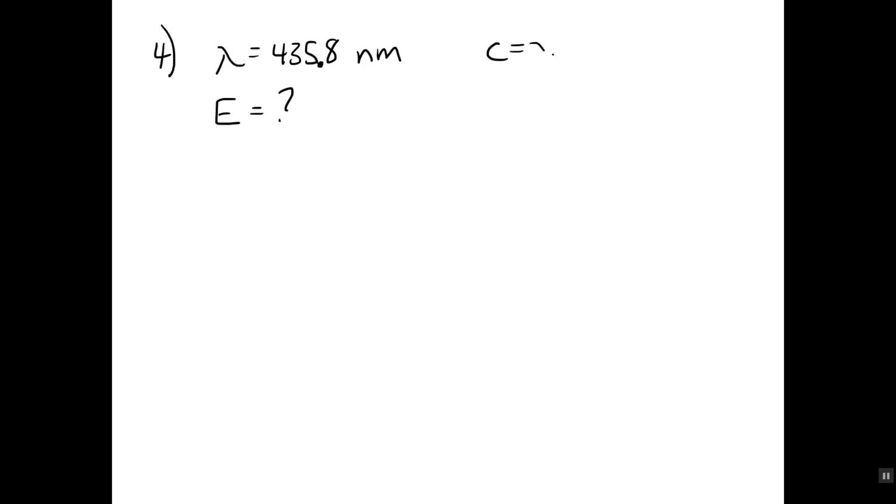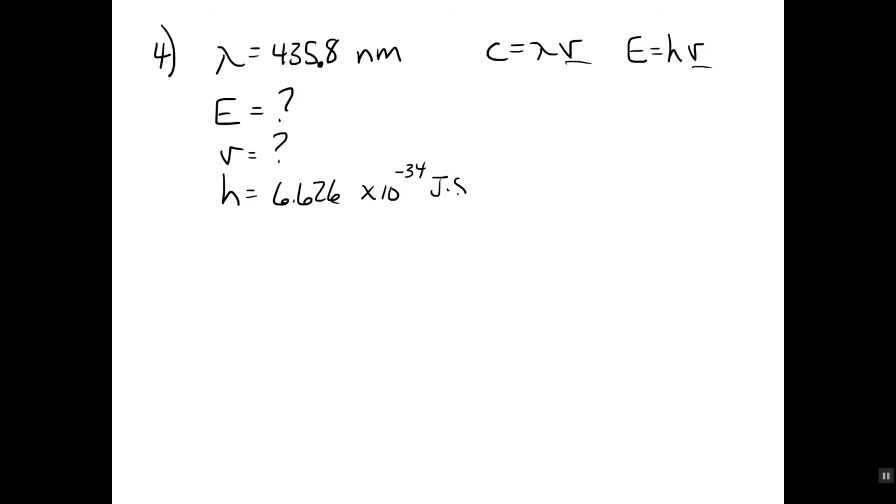Alright, so there's a couple things here. We have the two formulas. c is equal to lambda nu, and energy is equal to Planck's constant times nu, frequency. And again, in both cases here, you have those units in common, frequency, which in this case we don't know. But we do know h. h is always going to be 6.626 times 10 to the negative 34th joule seconds. That's Planck's constant. And then c again is 2.998 times 10 to the 8th meters per second.